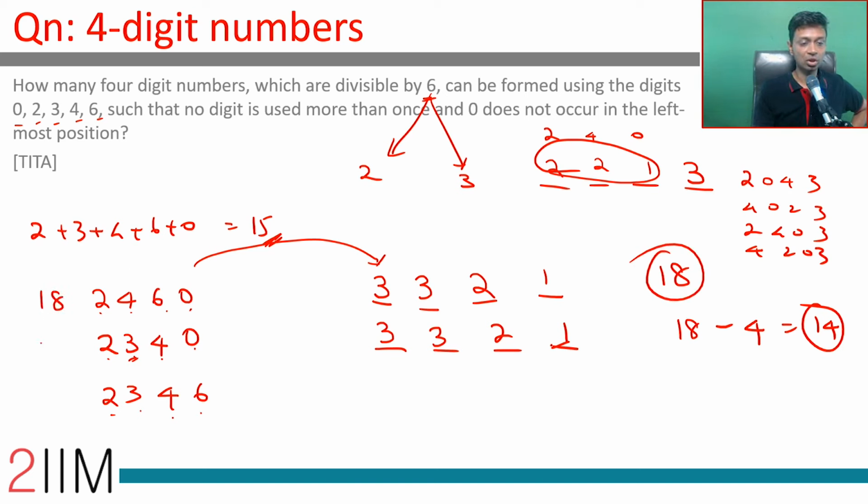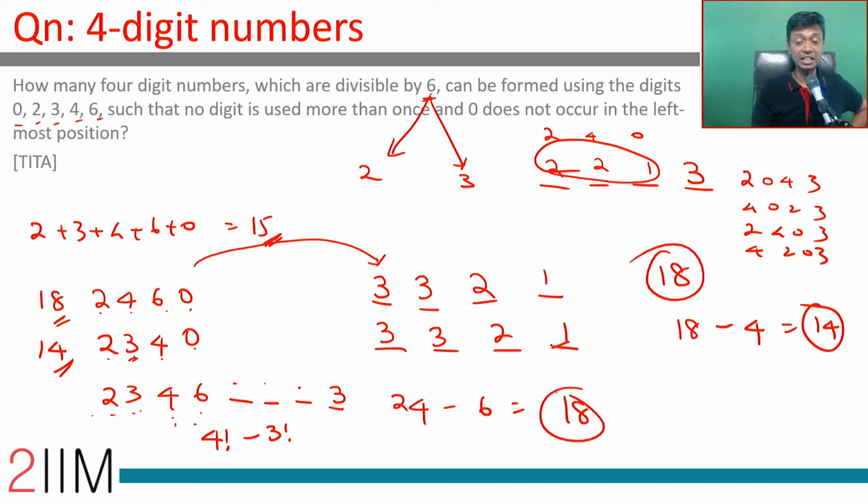And so 18 numbers with the first set of digits, 14 with these digits. With 2, 3, 4, 6, now there's no zero constraint. So totally there are 24 numbers possible by rearranging these. Of these, if the last digit is 3, 2, 4, 6 get rearranged in 3 factorial ways. Out of the 4 factorial numbers, 3 factorial will be odd numbers. So 4 factorial minus 3 factorial, 24 minus 6, 18 numbers work, satisfying both our conditions: that it should be an even number and a multiple of 3. So 18 plus 18, 36, 36 plus 14, 50. 50 numbers are possible, all of which are 4-digit numbers divisible by 6 using the digits 0, 2, 3, 4, 6, such that no digit is used more than once. So 50 numbers are possible totally.